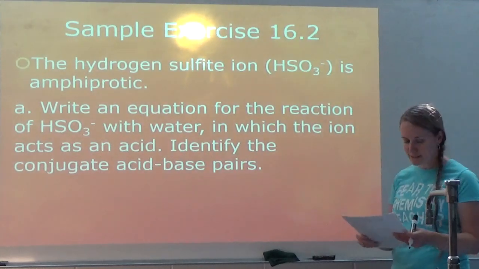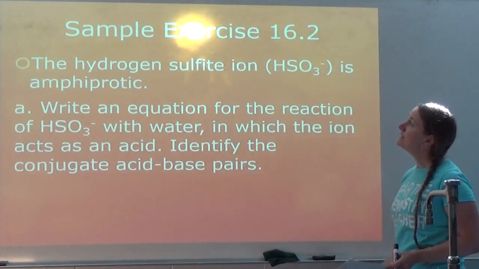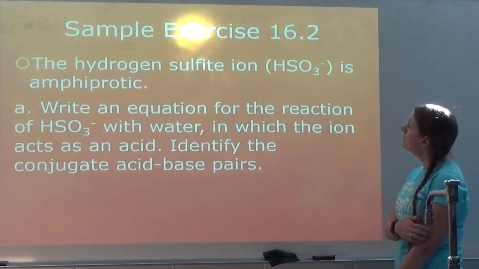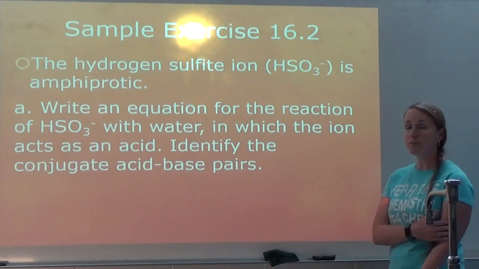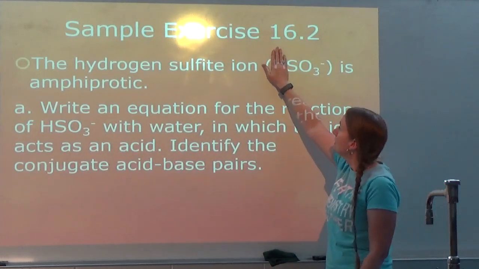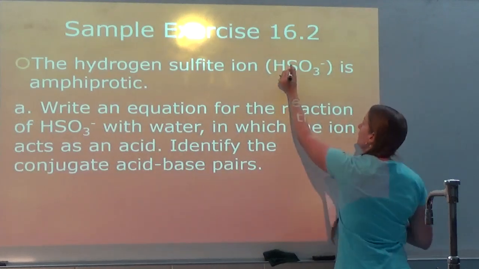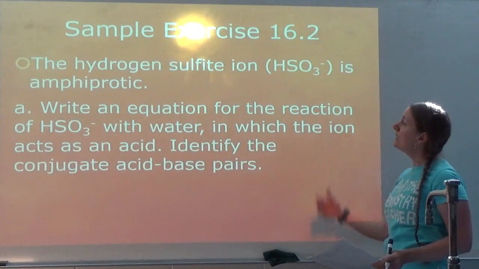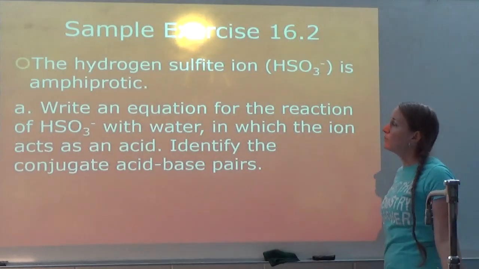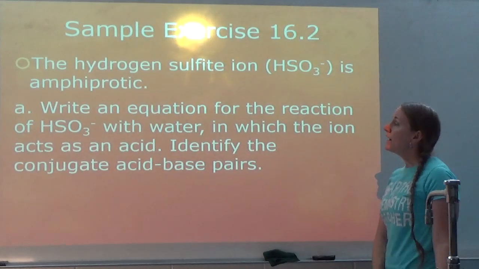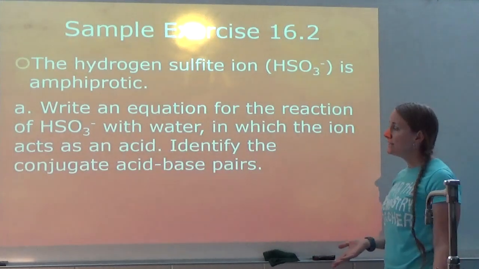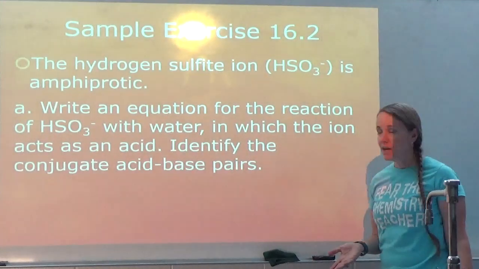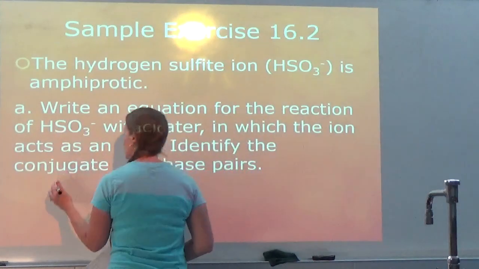All right, so let's look at our second sample exercise. It says the hydrogen sulfite ion HSO3 negative is amphiprotic. So that means it could lose this hydrogen or it could gain a hydrogen. Either one is an option. It says write an equation for the reaction of HSO3 with water in which the ion acts as an acid. Identify the conjugate acid-base pairs. So it's telling me I'm starting with this.